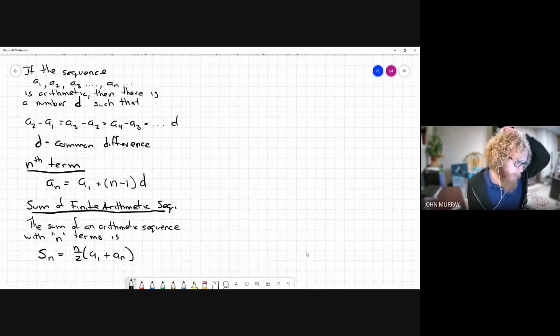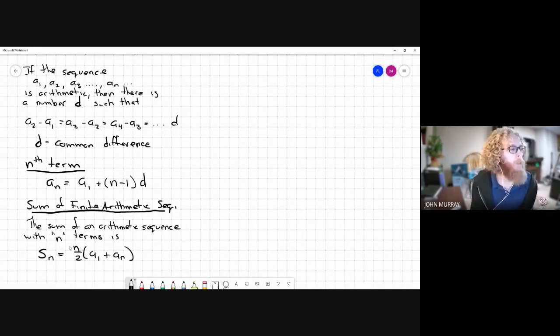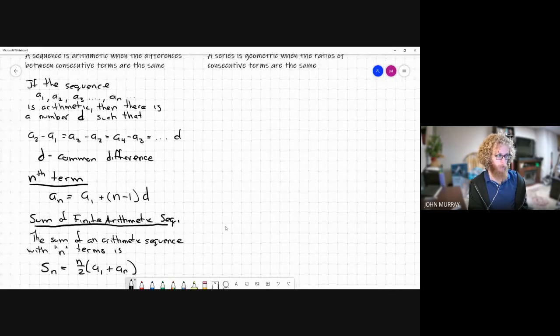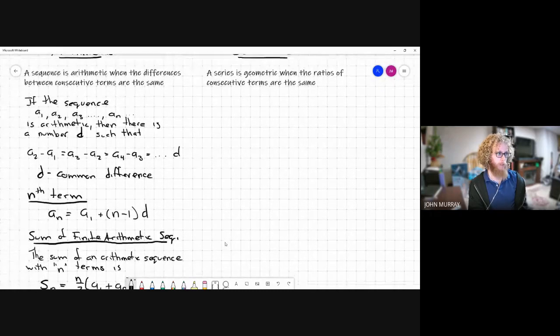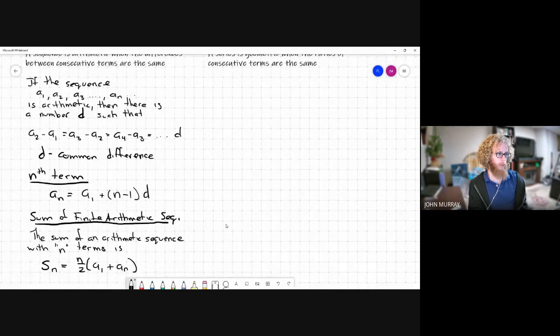So to find the sum of an arithmetic sequence with n terms, we say S sub n. Whatever that term is, so if I'm looking for the sum of the first 10 terms, my n would be 10. I'd plug a 10 in there. And that's equal to the number of terms, so again 10 for that example, divided by 2, times the first term plus the last term. Again, we'll go over that in a second. So that's for arithmetic sequences.